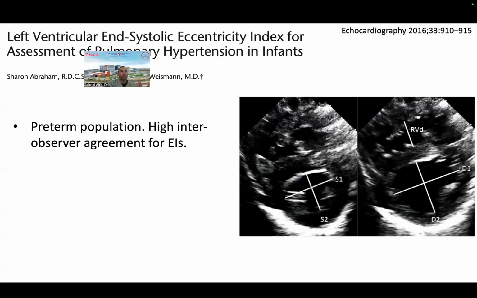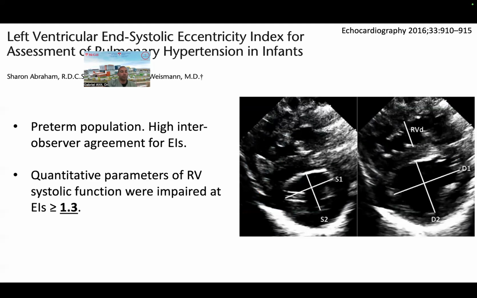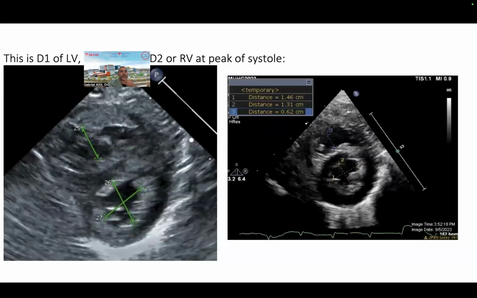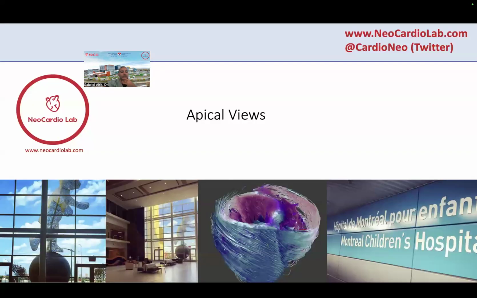Okay, so the eccentricity index has been looked at in the premature population. I've put the reference here. This is an example of D1, D2, and D2 of the RV in different patients. And then we're in apical, so we're going to keep apical for the next time, because it's 3:45. Perfect. Any questions?